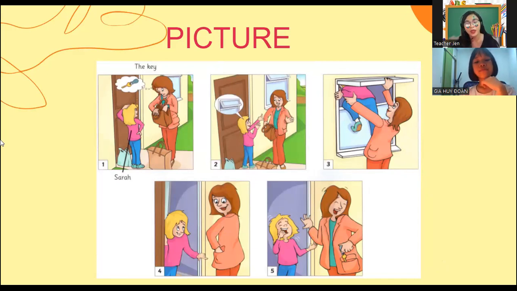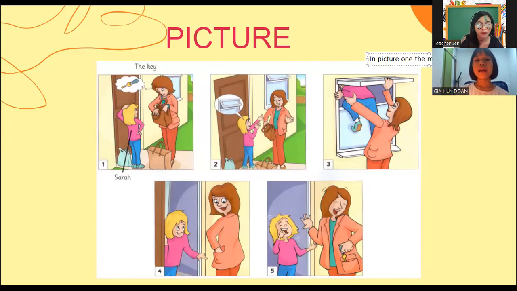What is mom doing in number one? I think mom is finding the key. I think she lost it. She said, I think I lost the key. Okay, in picture one, the mother is panicking.